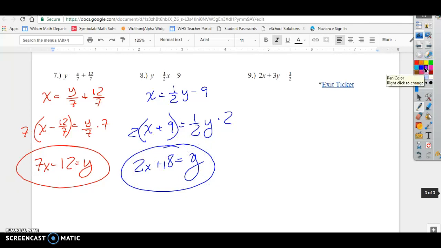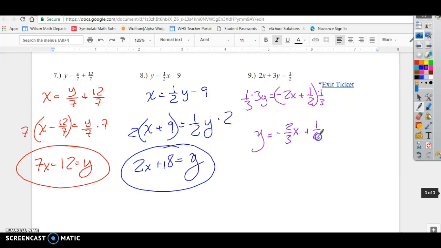And of course, we have one where we have to get y by itself to start. So I subtract 2x over, and then I'm going to basically multiply by 1/3 or divide by 3. I prefer saying multiplication by 1/3 rather than dividing by 3 because I already have a fraction here. So I'm going to get negative 2/3 x plus 1/6. Let's go ahead. This is our original function.